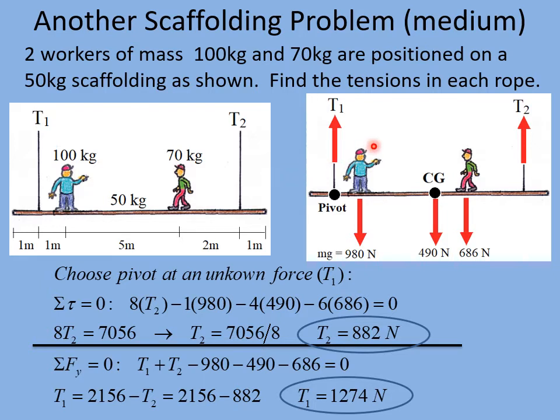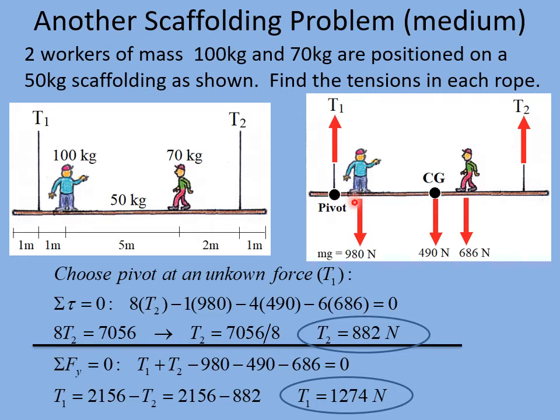So what I've done here is sort of drawn our free body diagram for the scaffolding. We've got the 2 tensions in the ropes going up. We've got the 2 weights of the workers going down. And then I also drew the weight of the scaffolding, which, remember mg, that would be 50 times 9.8, is 490 newtons. And of course, that acts at the CG of the scaffolding, which is halfway across. So these are all the forces involved here.